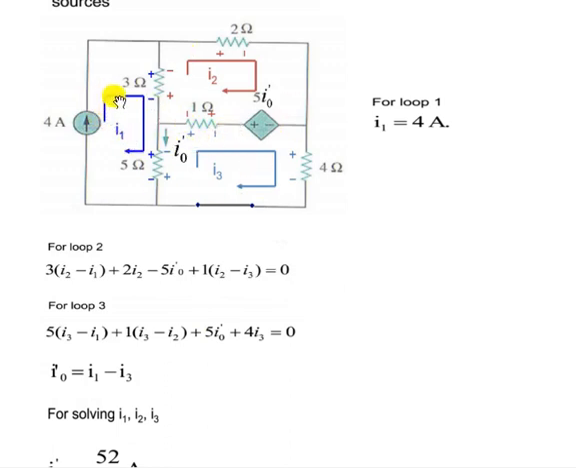Now what we can find out, these 3 meshes are there. We are applying mesh analysis. Meshes are there. So what we can see here, I1 is nothing but 4 ampere. I1 is flowing, so there is a current source. This is not common to meshes. There is a single branch. So I1 equal to 4 ampere.